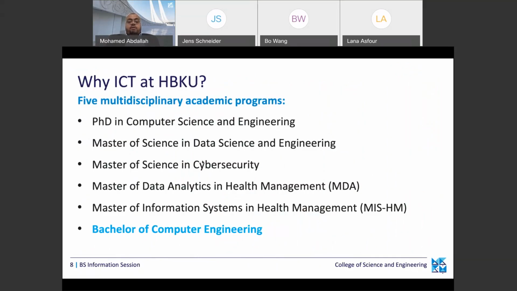And as you said, we have 5 multidisciplinary academic programs. We have the PhD program. Hopefully, inshallah, when you do your bachelor, you can continue doing masters here at HBQ and even a PhD. We have 4 master programs, and we are very proud that graduates from the Bachelor of Computer Engineering have already started joining our master program here. Some of them joined the Master of Science in Data Science Engineering, in Cybersecurity. We have Master of Data Analytics and Health Management, and Master of Information System and Health Management. And finally, our Bachelor of Computer Engineering, which I'm going to talk about now.